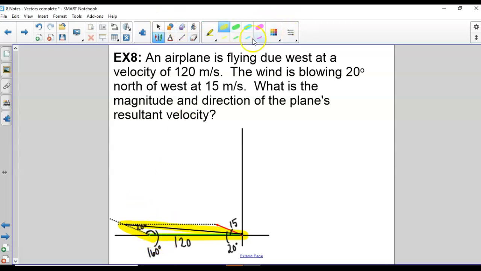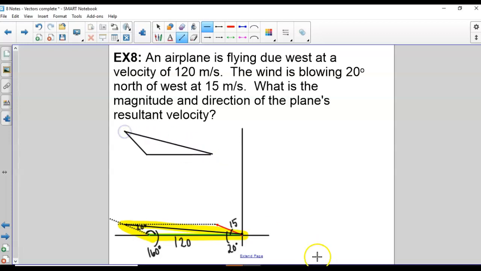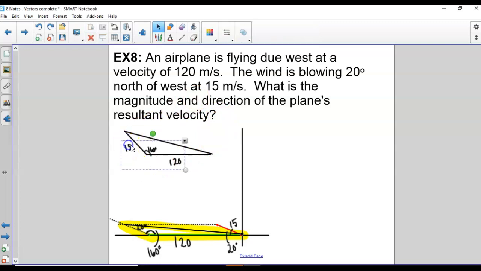So I also don't like that triangle because it's so skinny and hard to see. So a lot of times I will redraw this triangle, just the triangle, so I can see it a little better, even if it's not really to scale nearly as much. So I can label it a little bit better. So this is 160, this is 120, and this is 15 right here.